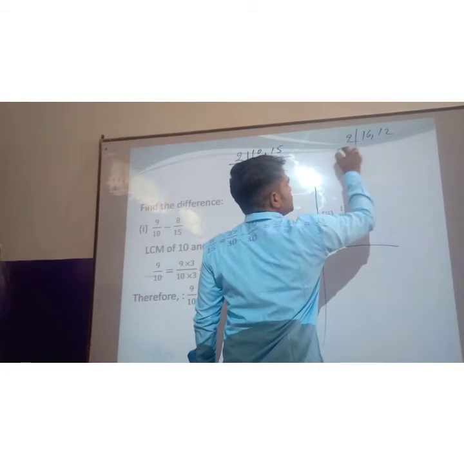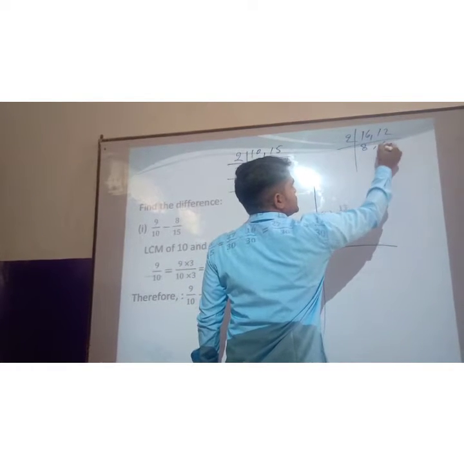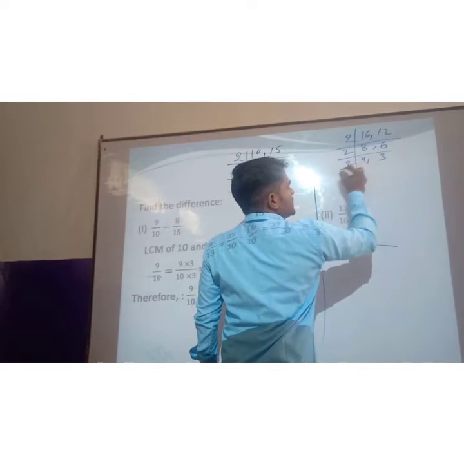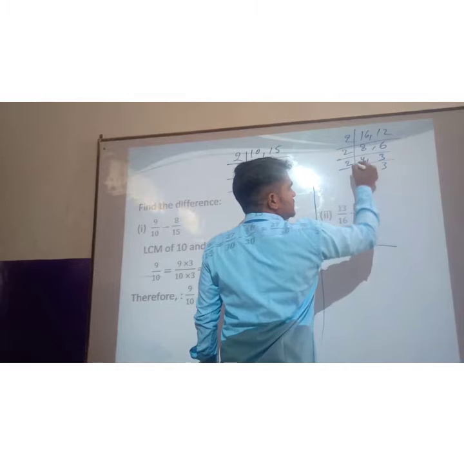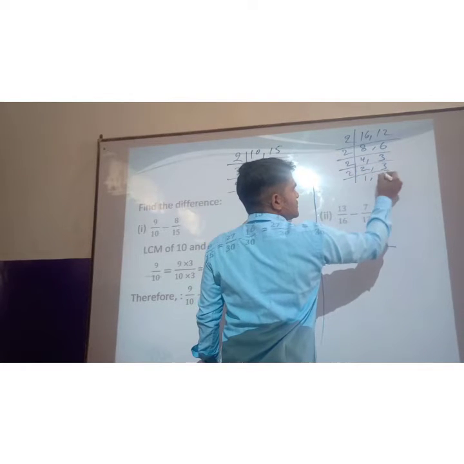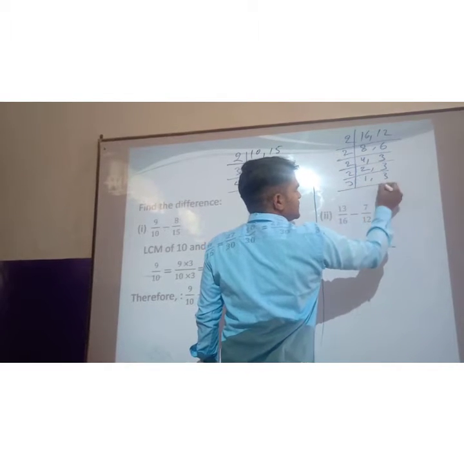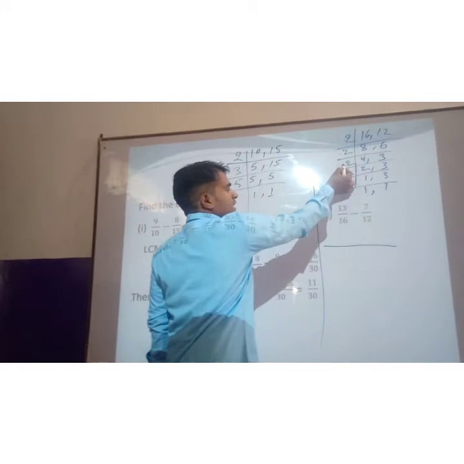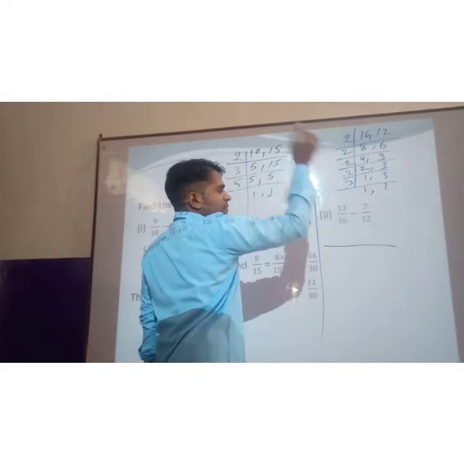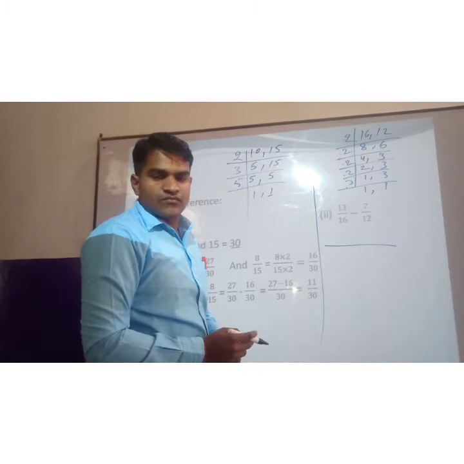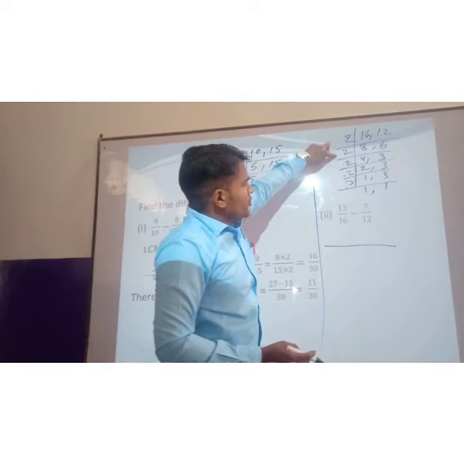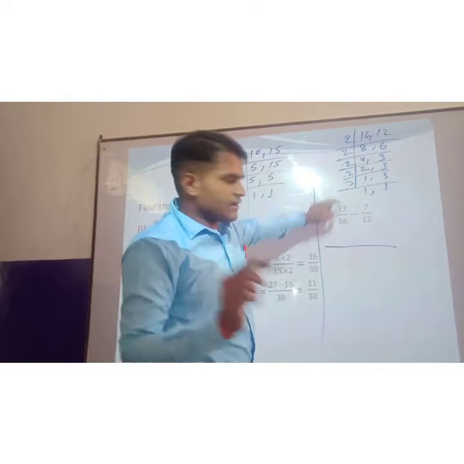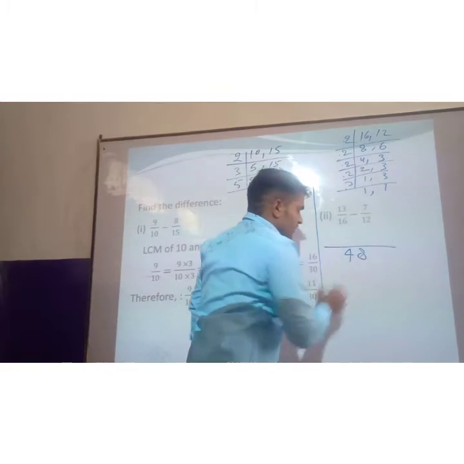It is divisible by 2: 2 eights are 16, 2 sixes are 12. Again divisible by 2: 2 fours are 8, 2 threes are 6. Again divisible by 2: 2 twos are 4, 3 remains, 2 ones are 2, 3. Now it is divisible by 3, 1 and 1. So 2 twos are 4, 4 twos are 8, 8 twos are 16, 16 threes are 48. So the LCM is 48.